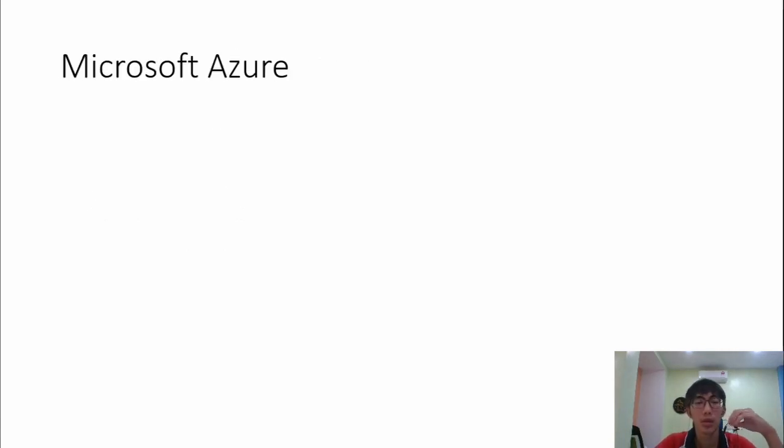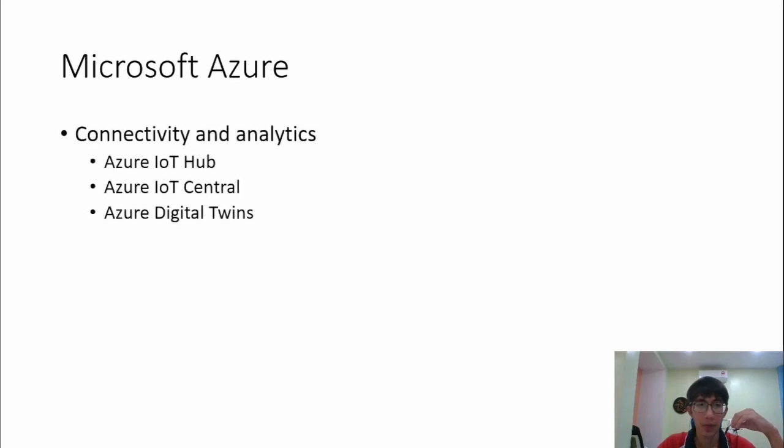Next, we study Microsoft Azure, which splits their IoT platform into two main categories. 1. Connectivity and Analytics, which consists of three sub-products. Azure IoT Hub to connect IoT devices, Azure IoT Central to handle large-scale IoT devices, and Azure Digital Twins to create a digital representation of the real-world IoT system for better insight.